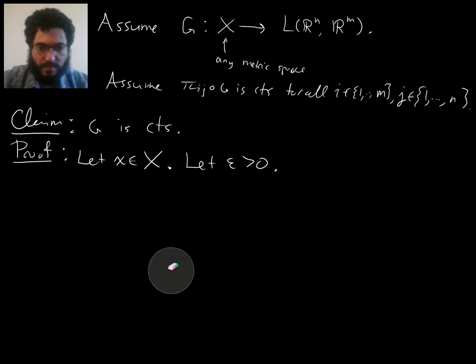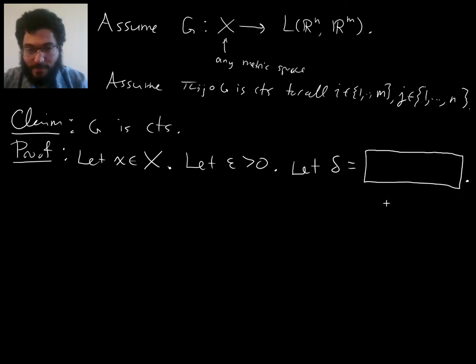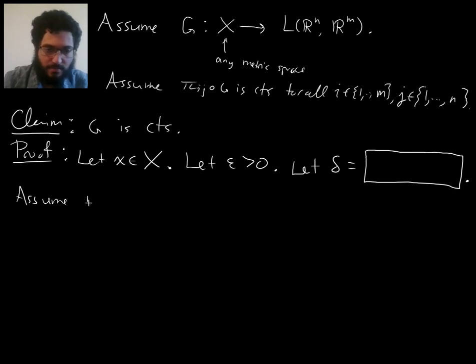And I'm not going to say what delta is right away, but I'll fill it in later. So let delta equal, and then I'll fill in what goes here when I figure out what it needs to be, if it works. If it doesn't work, maybe G is not really continuous, but it's going to work. So assume Y is anything that's in the delta ball centered at X.